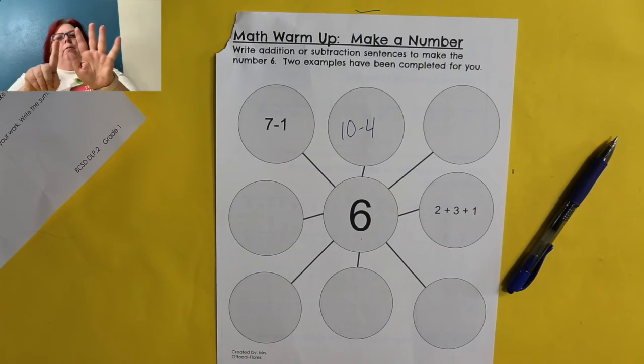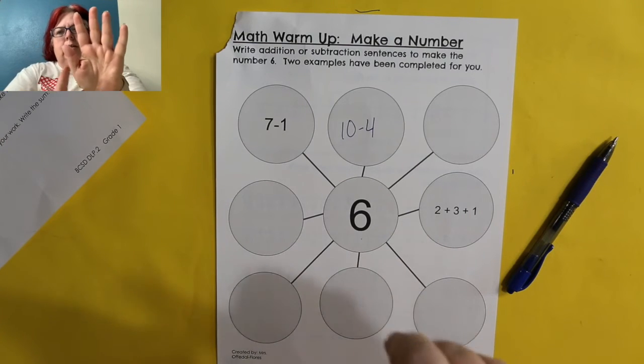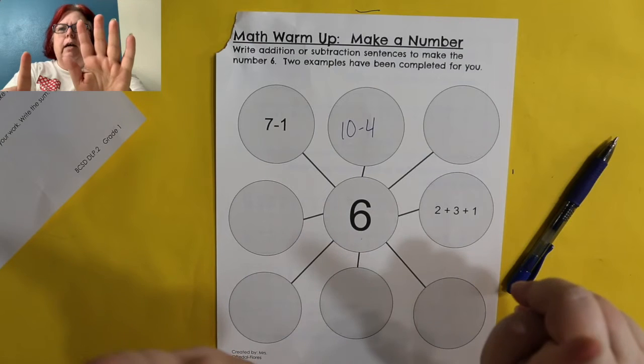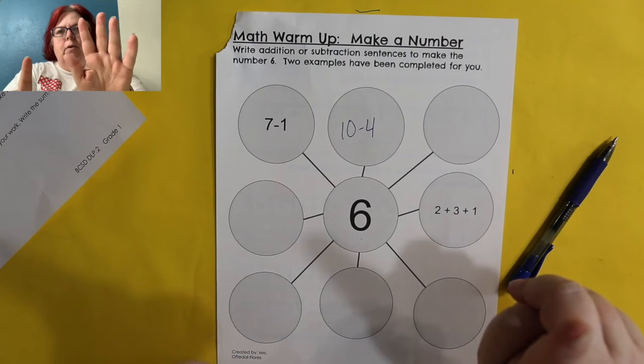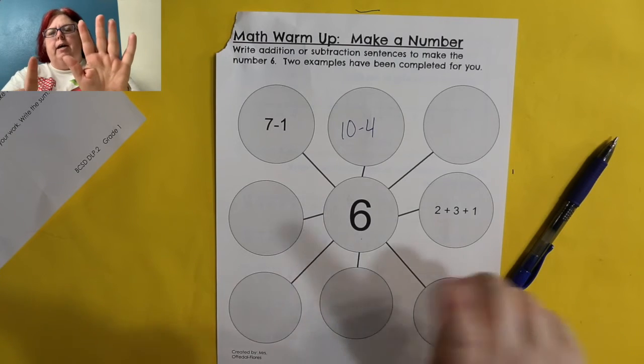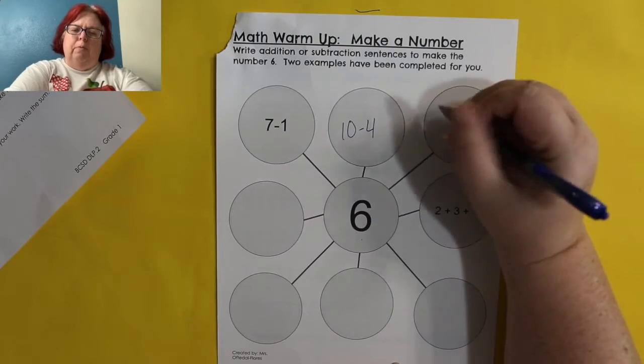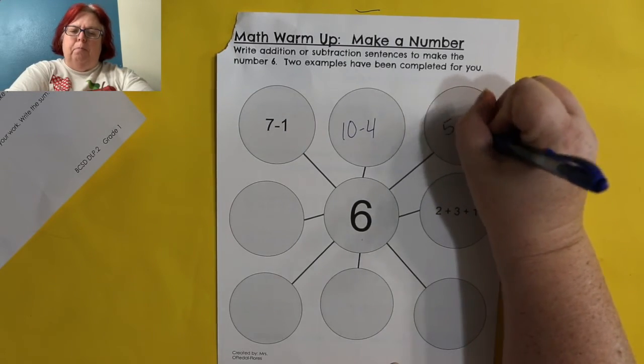So here's 6, and right away I see one that I can do. So I have 5 on this hand, 1 on this hand. How many is that? 1, 2, 3, 4, 5, 6. So 5 plus 1 equals 6. So I'm going to put that one right there as my example.